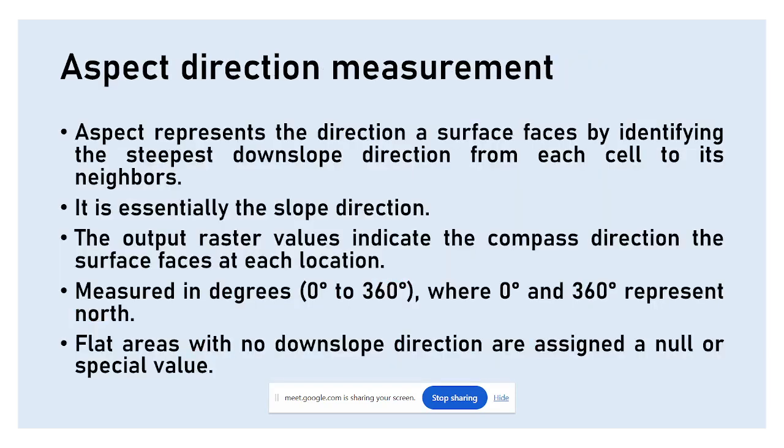Then there was a discussion on the aspect direction measurement. Basically the aspect represents the direction a surface faces by identifying the steepest downslope direction from each cell to its neighbors. So what it is essentially telling you is that, for example, if we have a grid image, okay. So this is a grid.